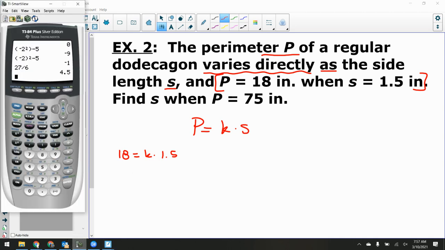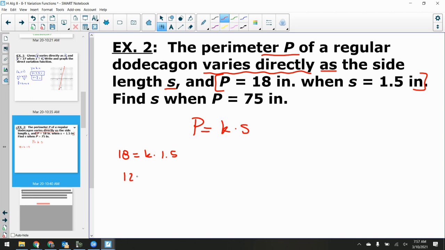So to get my K value, I'm going to take 18 and divide it by 1.5, and I'm going to get 12, which makes sense. How many sides does a dodecagon have? 12 sides. And any perimeter is equal to the number of sides times its side length. Right? So the perimeter is 12 times x. Now, it says find s. This is my equation. This is my direct variation equation.